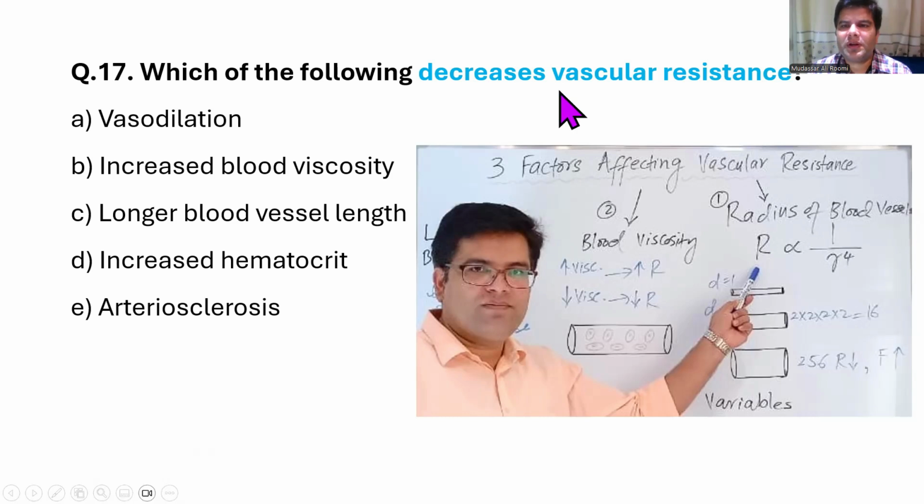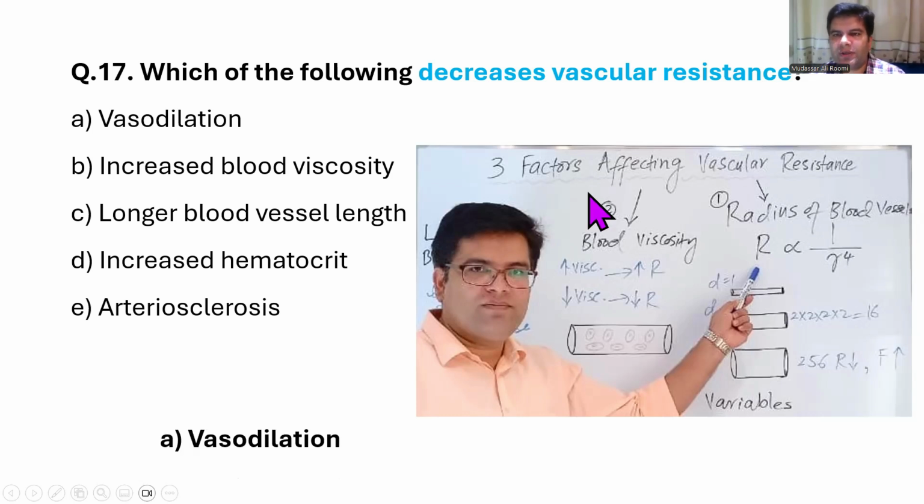Next question is, which of the following decreases vascular resistance? And the options are vasodilation, increased blood viscosity, longer blood vessel length, increased hematocrit, and last option is arteriosclerosis. The answer is vasodilation. Because vasodilation means the diameter or the radius of the blood vessel will be increased. More is the radius, less will be resistance. All other factors can increase the resistance. The resistance is inversely proportional to the fourth power of the radius. So when we increase radius, the resistance will be decreased.